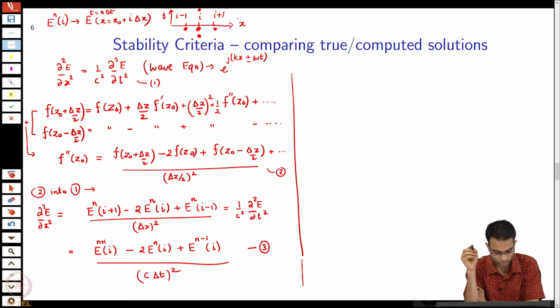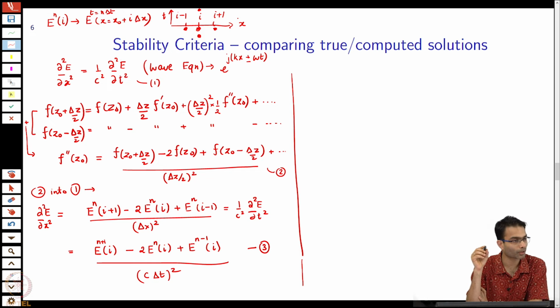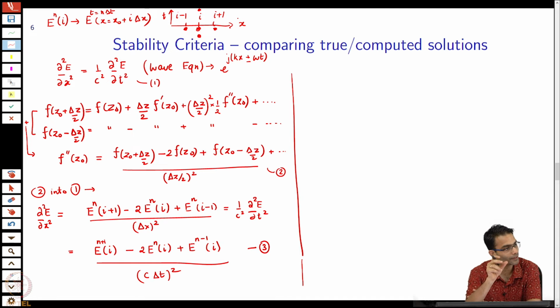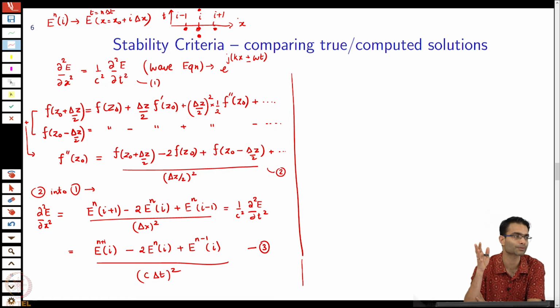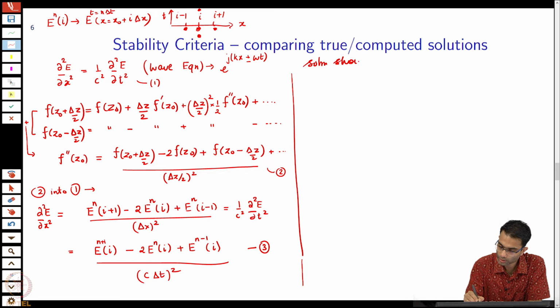Alright, so now we want to see what kind of a wave flows on such a grid, which has a finite delta x and a finite delta t. In the limit, of course, it is correct, right? In the limit, it will give me the differential equation, but when I choose some finite delta x and finite delta t, what happens? Okay. And I know what the solution should be, right? Solution should be a wave.